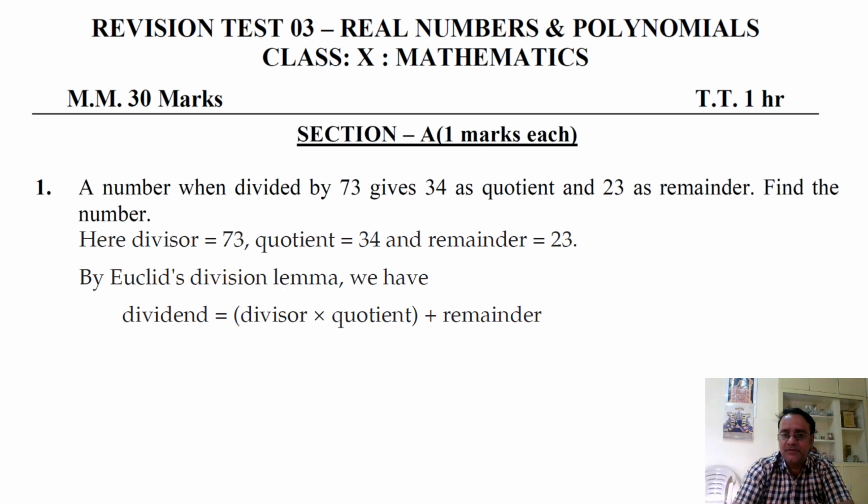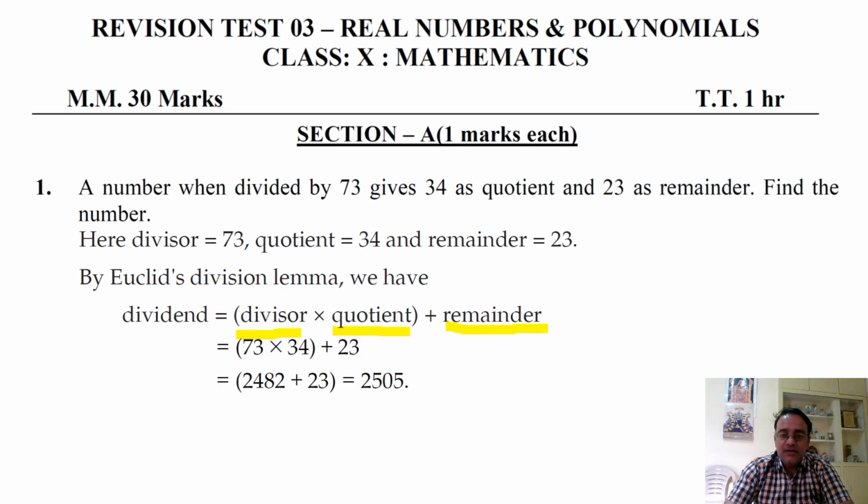So this is a very simple question. We just need to substitute the value of divisor, quotient and remainder. So what is the divisor? Divisor is 73. We'll substitute 73. Quotient की जगह पे हम लोग 34 substitute करेंगे और यहाँ पे 23. So we'll get the final answer, which is 2505.